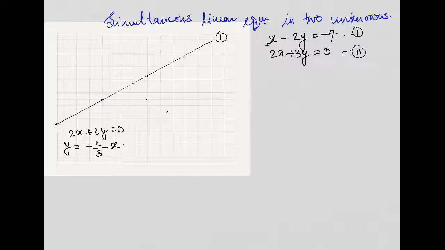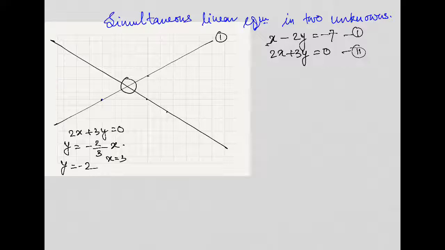Taking x equals 3, so I don't have any denominator, I am finding that y equals minus 2. So this line is also passing through the coordinate (3, minus 2). I already traced it, and let me draw these two lines. So this is their point of intersection.